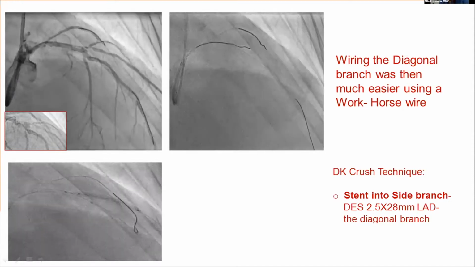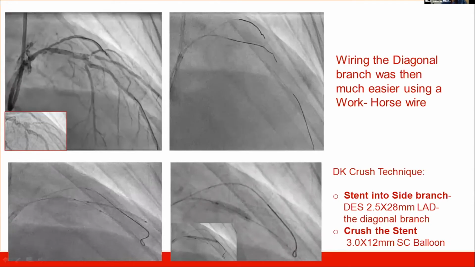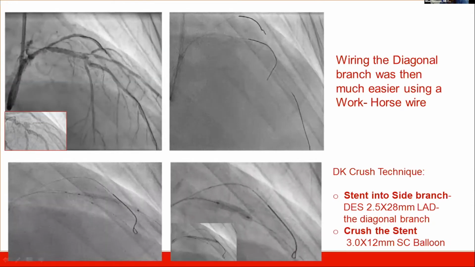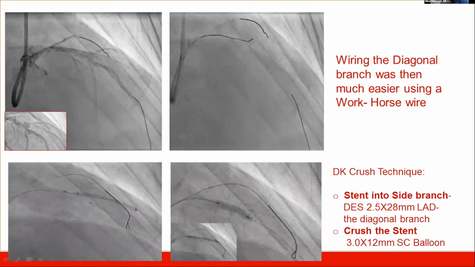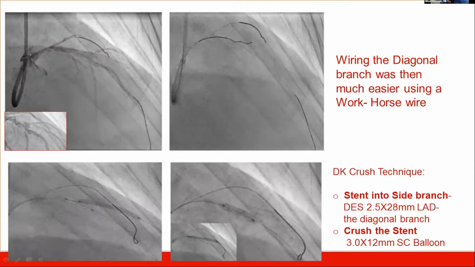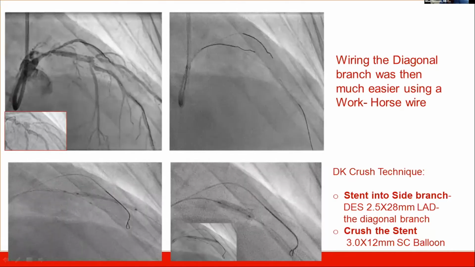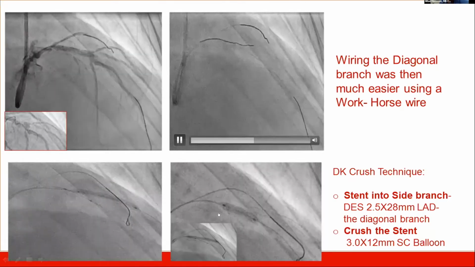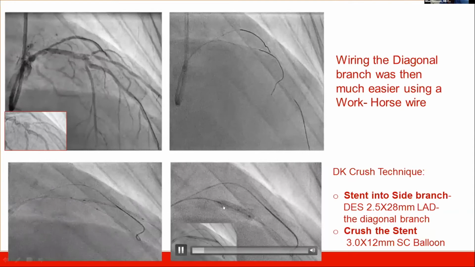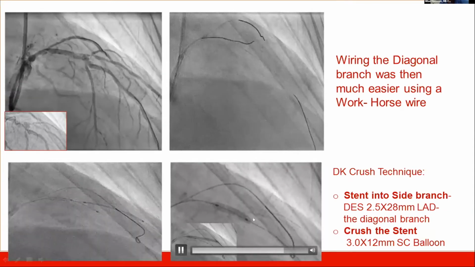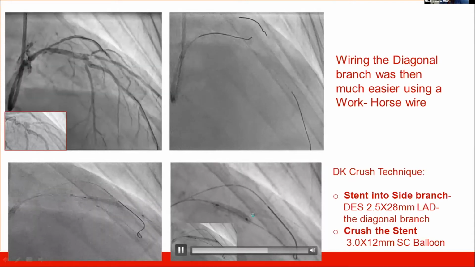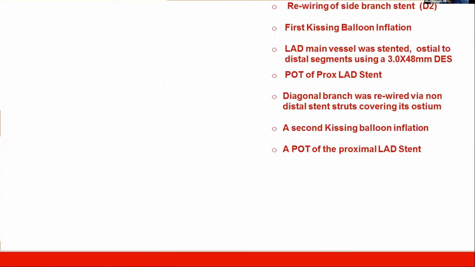Before that, I would like to remind my audience that when you deploy the side branch stent, it's important to pull the balloon back and go up again to optimize the stent before crushing it. This is why I put the picture down there. Then we pulled back the balloon and the wire from the side branch, and we crushed the stent. The next step was to wire the side branch, and that went without any problem.